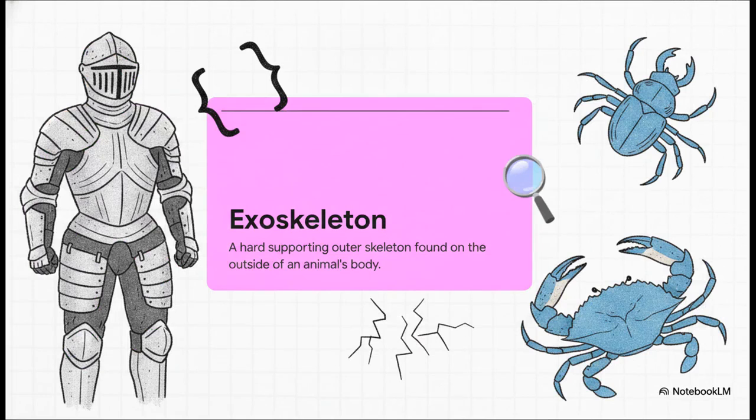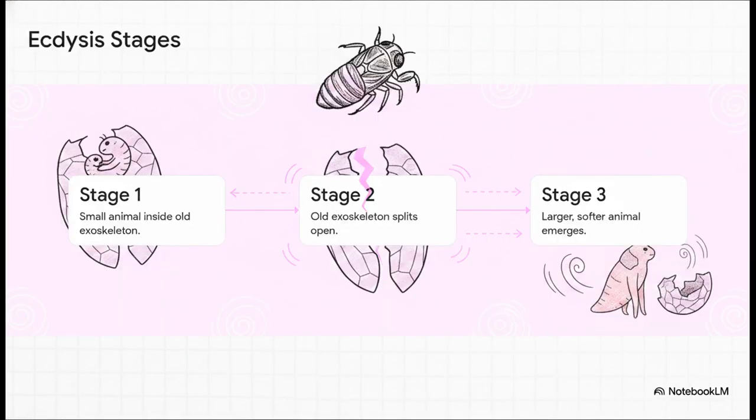Now, to fully grasp ecdysis, we've got to talk about the exoskeleton. An exoskeleton is a hard, supporting outer skeleton found entirely on the outside of an animal's body. Think of it like a really rigid, tough suit of armor that the animal wears on the outside. But, and here is the massive biological catch, this hard armor cannot expand. As the animal inside grows, the shell stays the exact same size. It is totally fixed. And this perfectly explains exactly why ecdysis is so crucial.